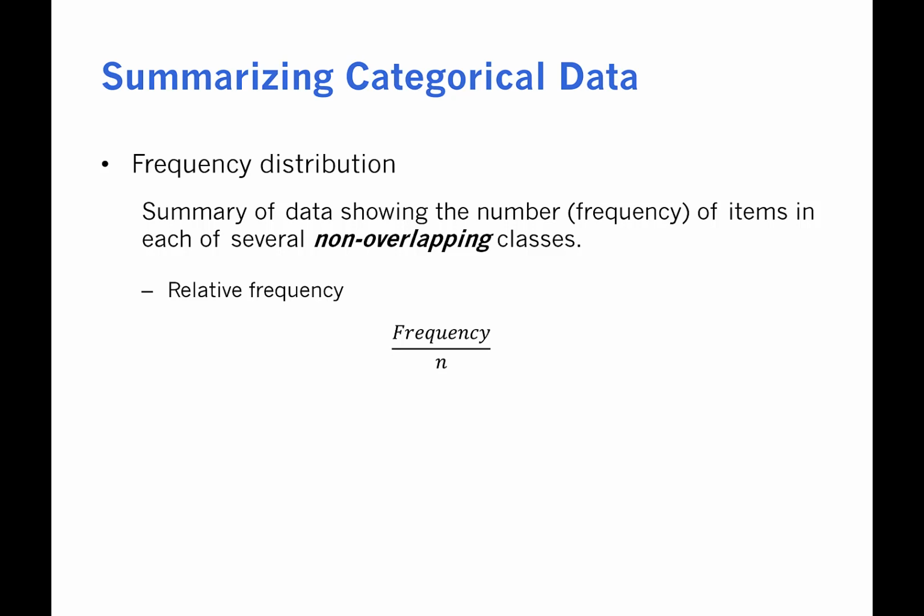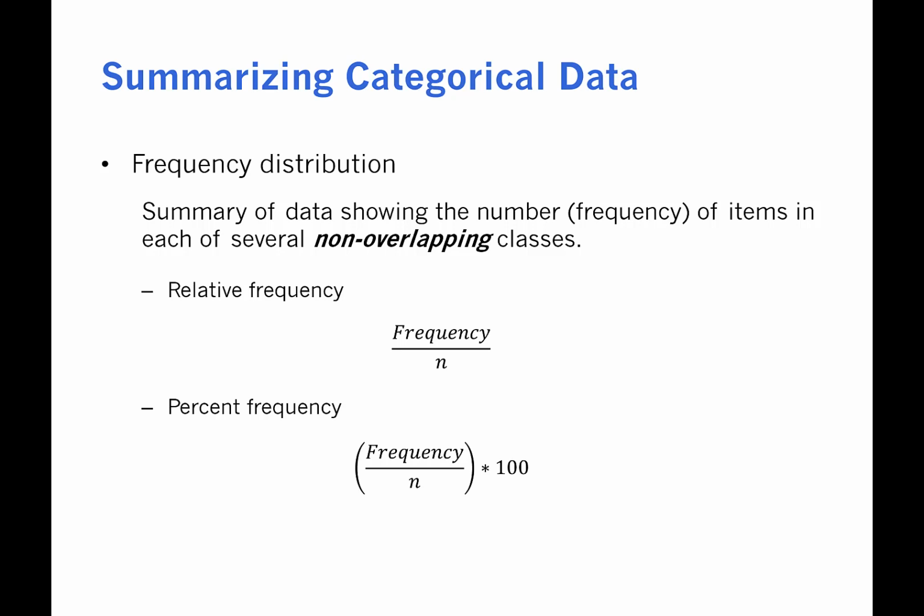Now, based on the frequency, we can also calculate what's called relative frequency. Relative frequency takes your frequency in each category and then it divides it by n, which is the total number of data points that you have. Then percent frequency is the relative frequency multiplied by 100. So in some sense, it is the relative frequency, but in percentages.